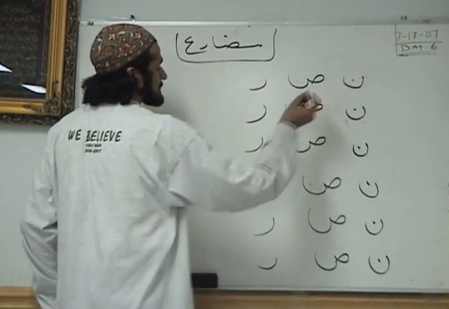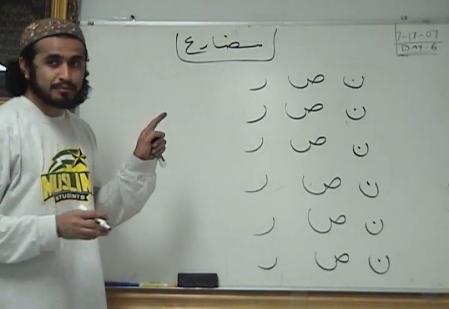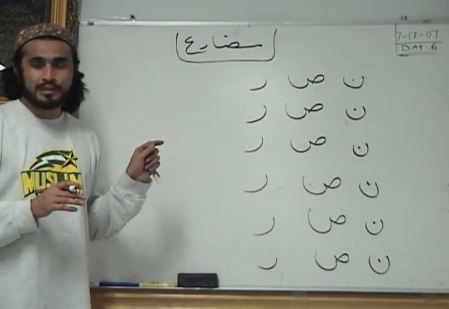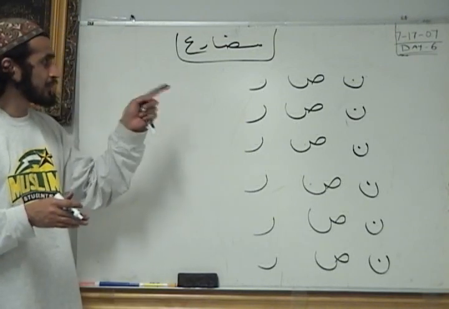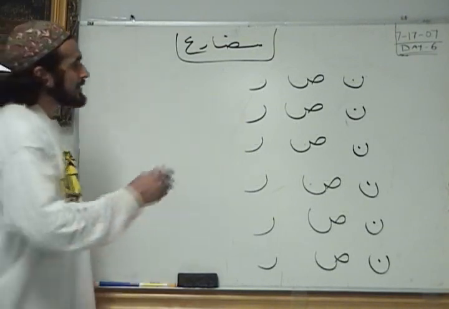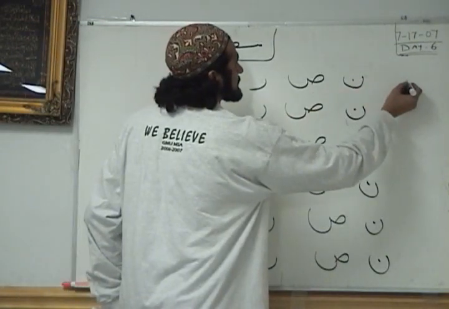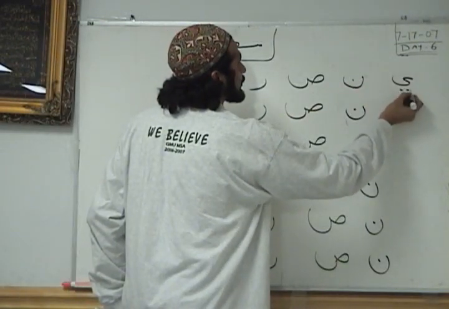Okay, so the root letters will always exist. You don't lose the root letters, no matter what form you go to. That's why I wrote Nun Sad Ra, which are the root letters. So add something here. In this case, we will add a ya with a fatha.